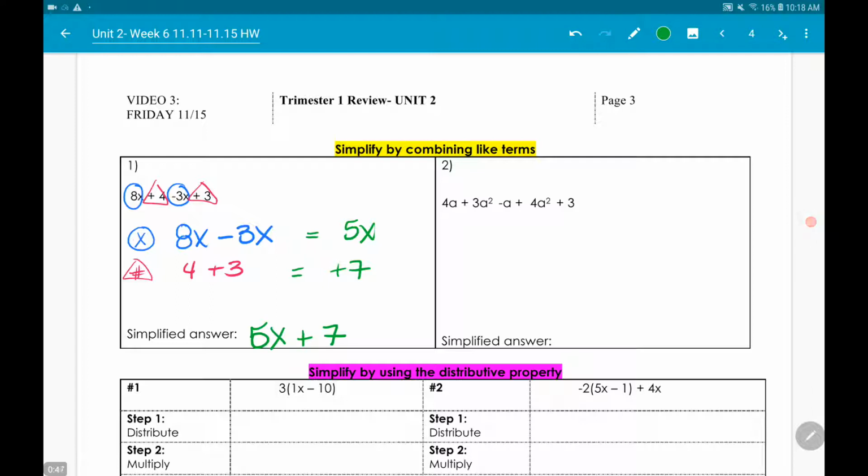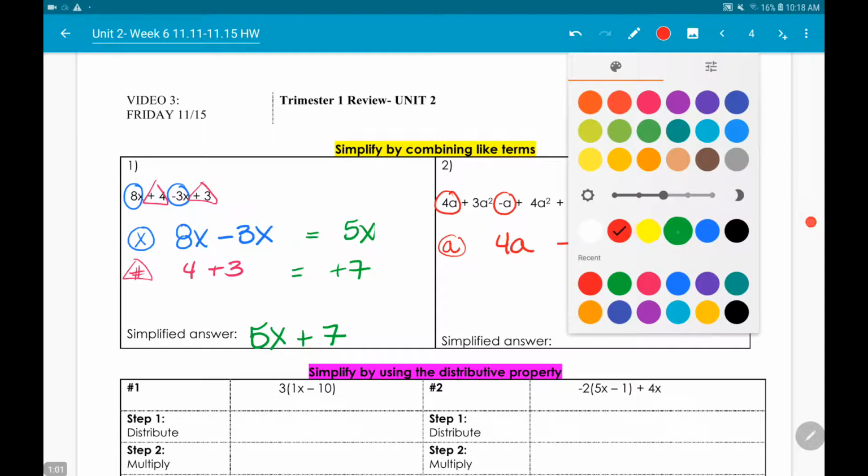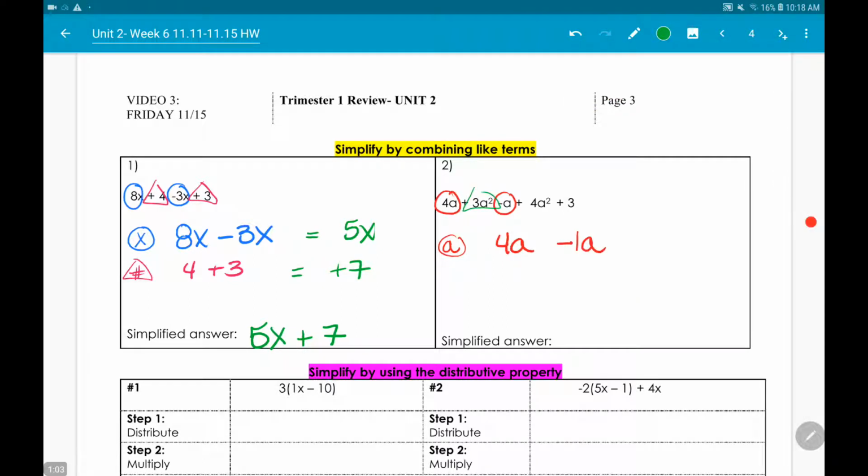All right, let's do it again. In this next one, I have my a group to start us off. And here I have 4a minus a. I can put a 1. My next group would be a squared. So I have 3a squared plus 4a squared. And my final group is numbers.